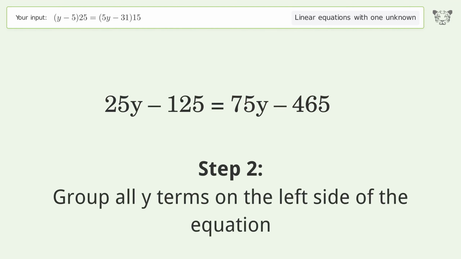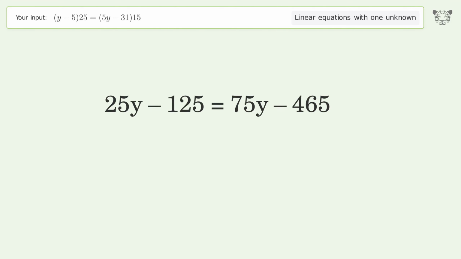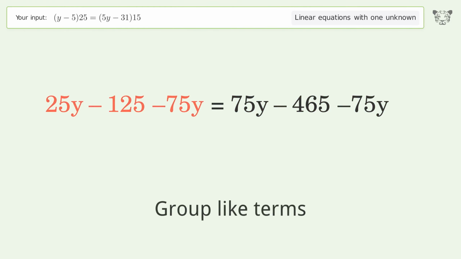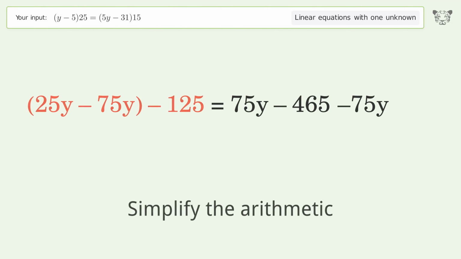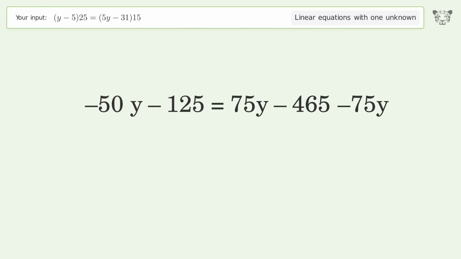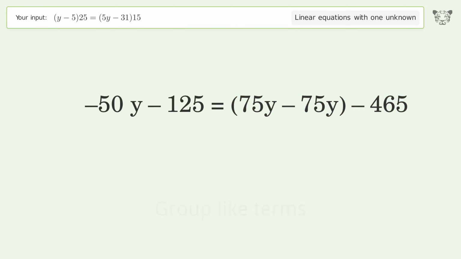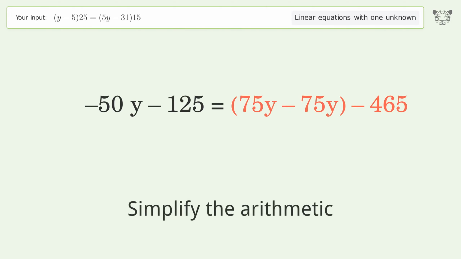Group all y terms on the left side of the equation. Subtract 75y from both sides. Group like terms. Simplify the arithmetic. Group like terms. Simplify the arithmetic.